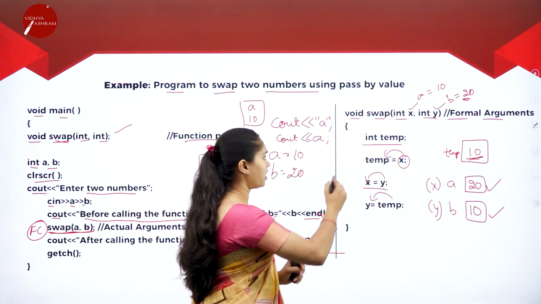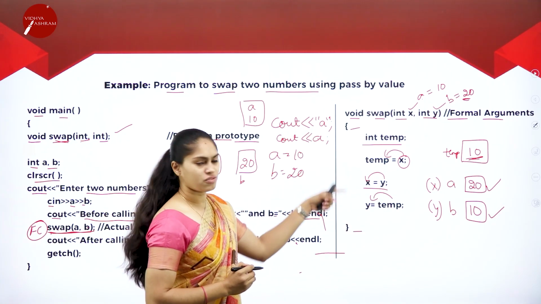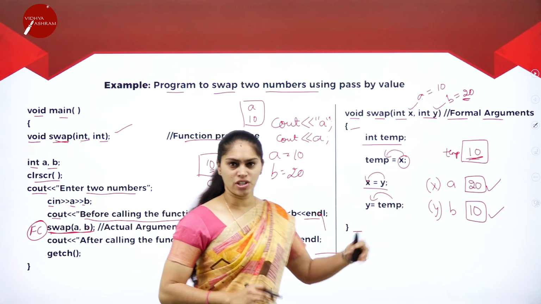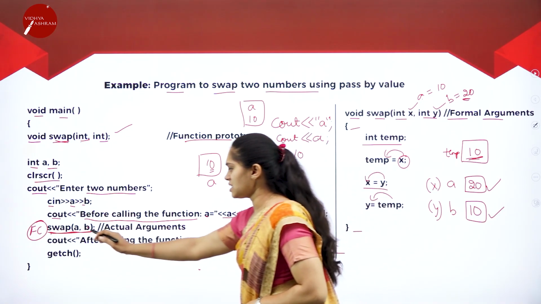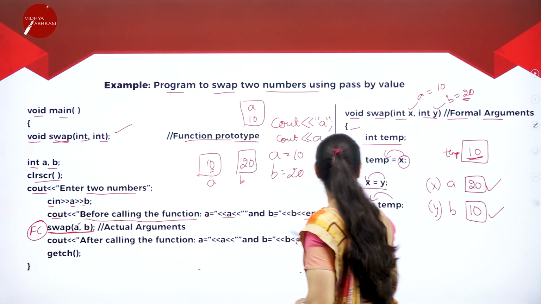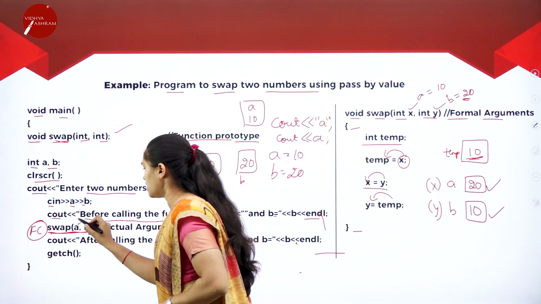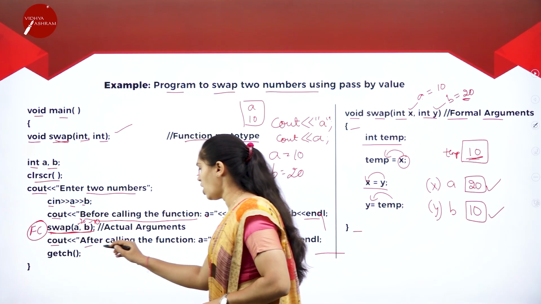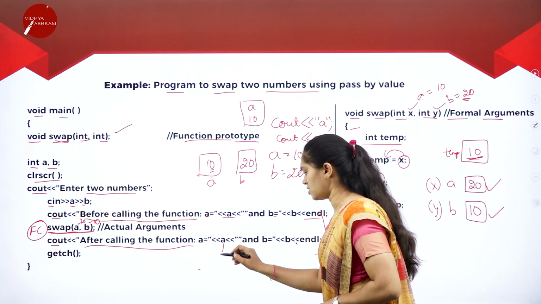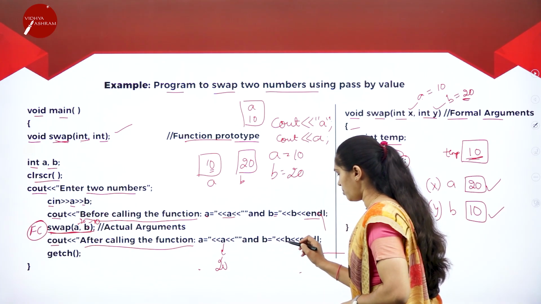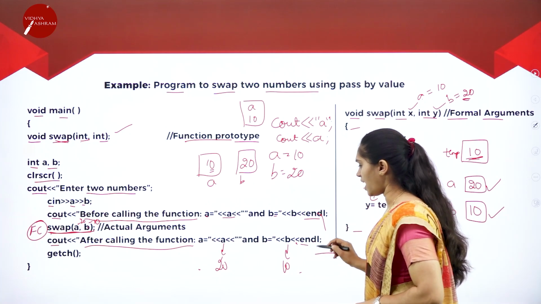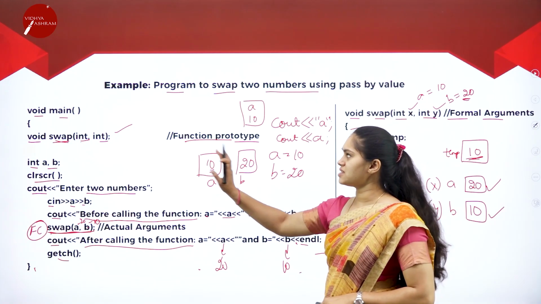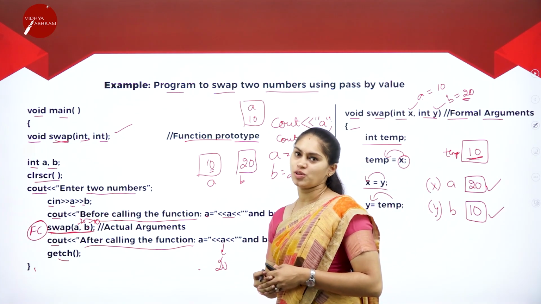Once this is over, that means once the called function closes, the control goes from the called function back to the calling function. Where is it? That is here. So what is the A value right now? That is 20, and the B value becomes 10. That will be displayed here. See the output: after calling the function, A becomes 20 and B becomes 10. After that comes endl, getch, and the closing of the main function. So this is how the pass by value function takes place.